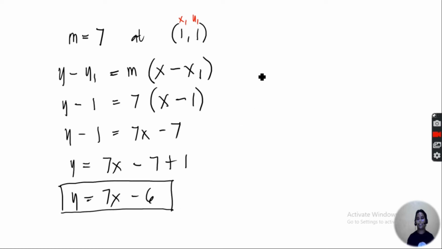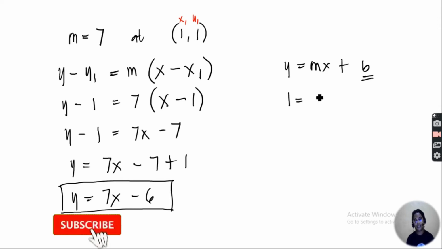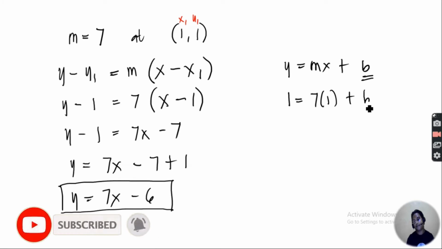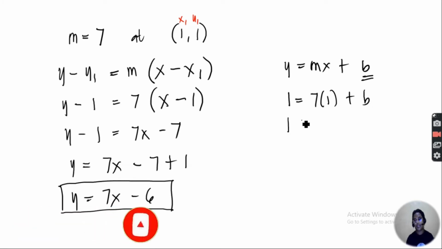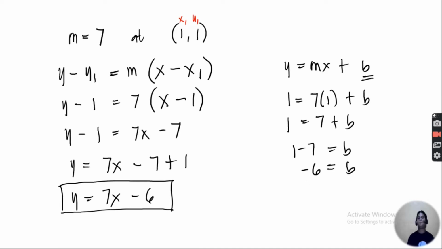Or, we can also use the slope-intercept form. So, y is equal to mx plus b. And using the slope and the point, we can now find the value of our y-intercept. So, gamitin natin yung x and y na value, which is 1 and 1. So, we have 1 is equal to the slope 7 times 1 plus b. So, solving for b, we have 1 is equal to 7 plus b. 1 minus 7 is equal to b. So, negative 6 is equal to b.